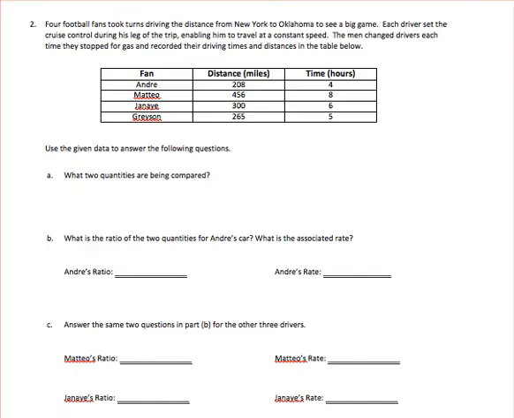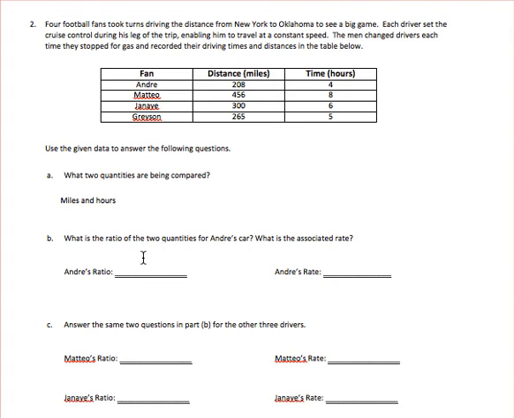In question 2, we have a table that shows the distance that some of these football fans took when they were driving from New York to Oklahoma to see a big game. The two quantities that are being compared would be our distance in miles and our time in hours.